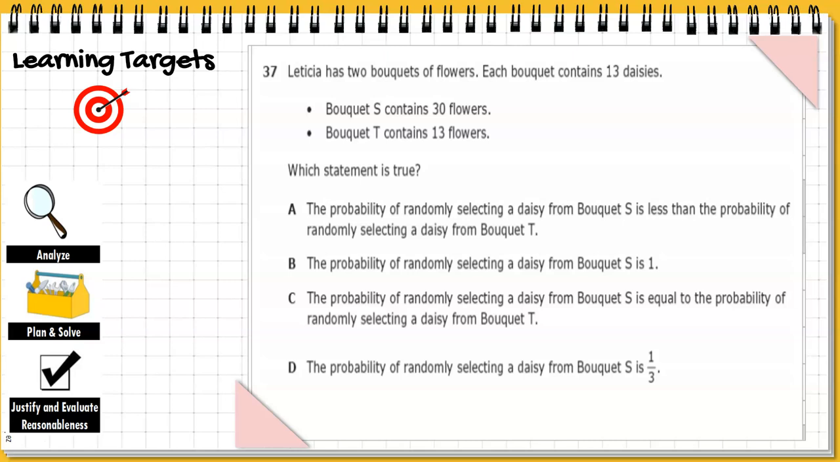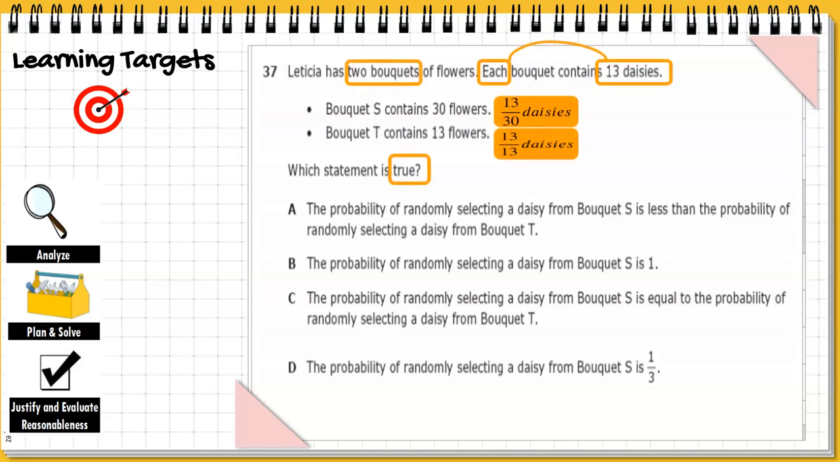Which statement is true? Here's what I did to analyze this problem. I knew 2 bouquets. Each had 13 daisies. So when I broke up my bouquet S and bouquet T, I put right here that it's 13 of 30 daisies. I'm using the information from the problem stem with the information in the bulleted list. Same thing here, 13 out of 13 daisies, because there are 13 flowers and 13 of them are daisies because it tells me in my problem stem. Then for my statement, it's telling me I am looking for something that is true.